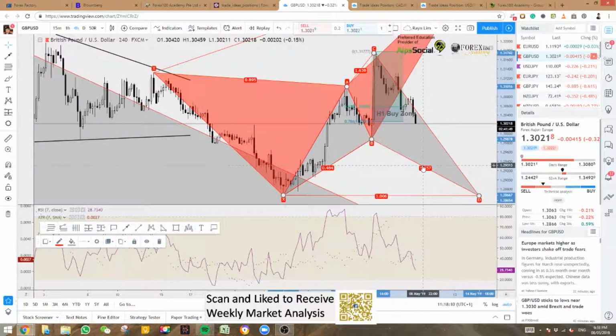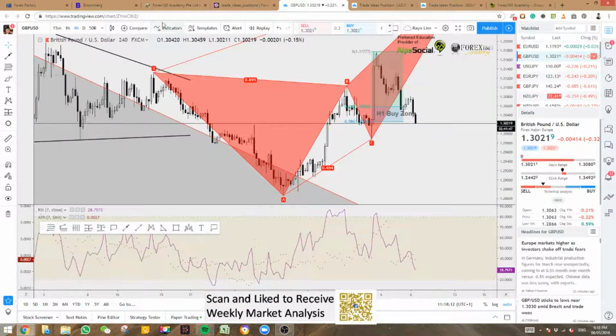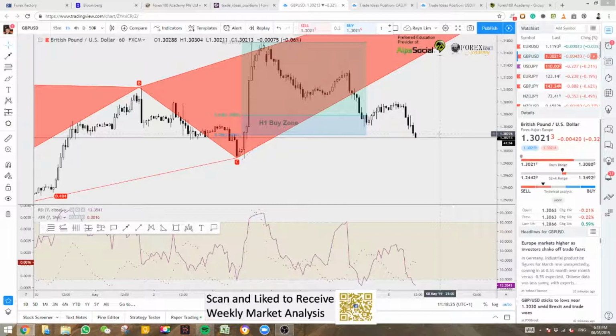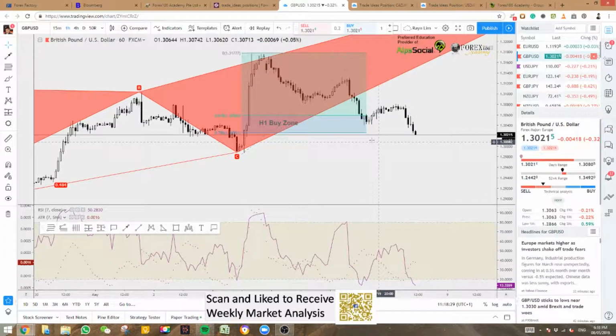Alright. So let me head down to the 1 hour chart. Alright, so on the 1 hour chart, what I have plotted is a potential buy zone for myself. Alright, and on this 1 hour chart there is another pattern.